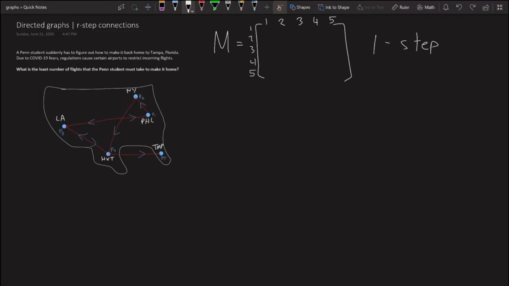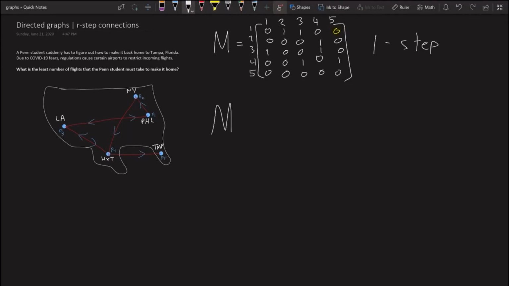We can represent this directed graph as a matrix, marking one where there is a directed edge from one vertex to another. So as we can see at M15, there is a 0, meaning that there are 0 one-step connections from P1 to P5.